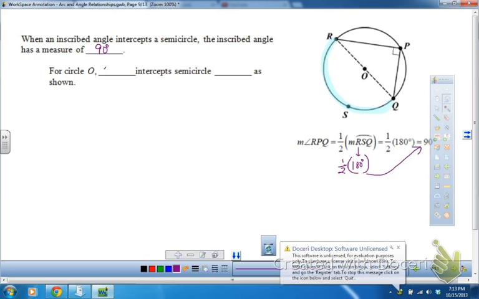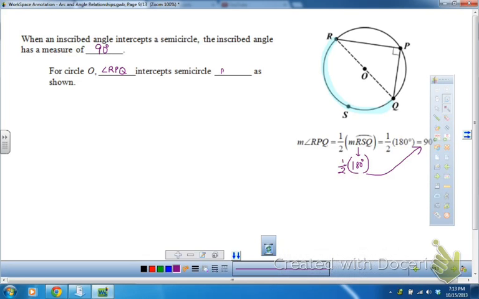So for circle O, you have angle RPQ intercepts semicircle RSQ as shown. And that concludes the special inscribed angles part 3 of this lesson.